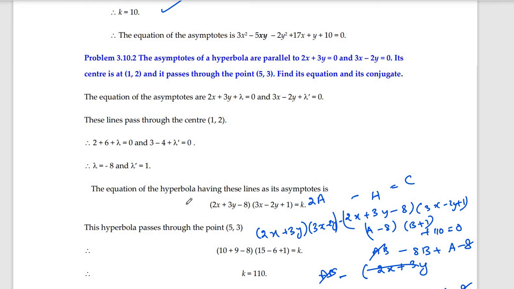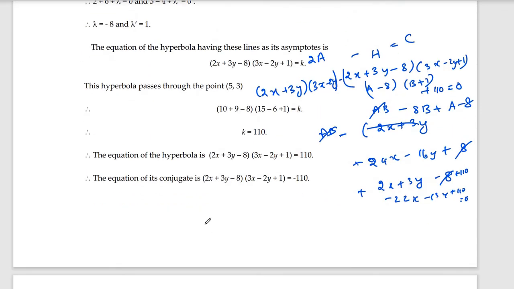Now just substitute. The equation of the hyperbola having these lines as its asymptotes is given by 2x plus 3y minus 8 times the other factor, equal to k. Now this hyperbola passes through the point 5, 3. So substituting that you get k to be 110. Therefore the equation of the hyperbola is, you replace your k by 110. So that's what you have.